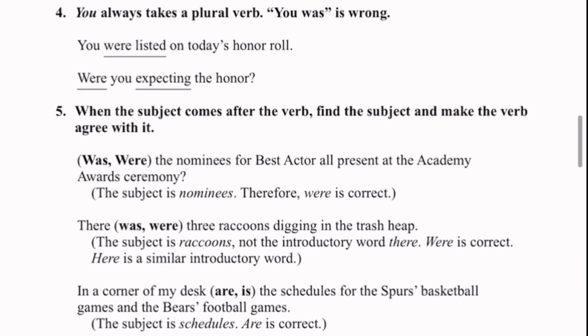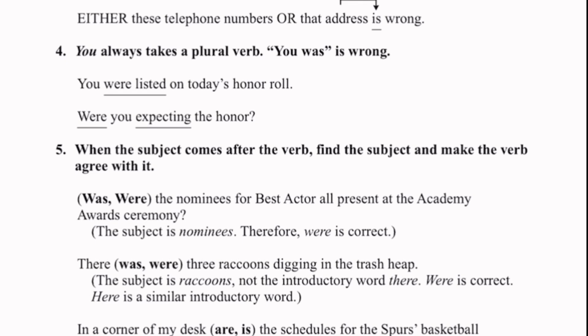Number 4. You always take a plural verb. You was is wrong. The answer is you were. You were listed on today's honor roll. That's the rule, despite the fact that you are talking to one person. Were you expecting the honor?